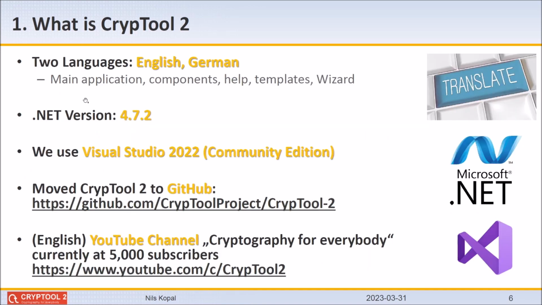We right now support 2 languages, English and German. And for that, we translated the main application, components, help, templates, the wizard, and many more. Currently, we use .NET version 4.7.2. We plan to update this in the near future. And we use right now Visual Studio 2022 Community Edition for CrypTool 2 development.